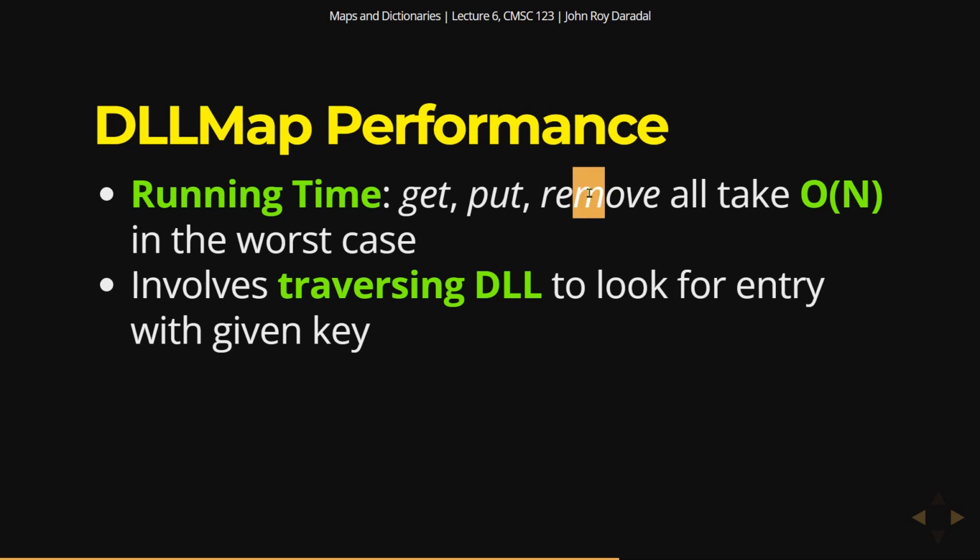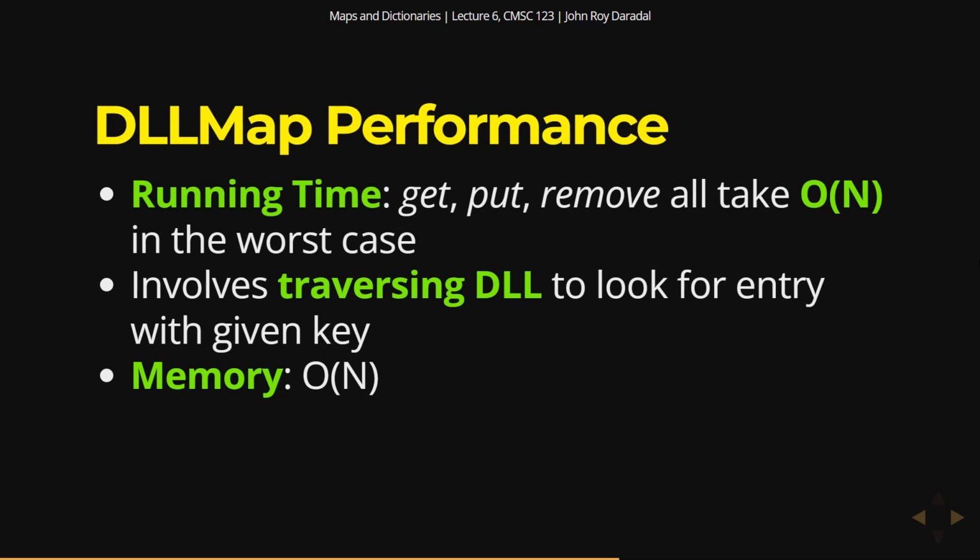And then for remove, the same thing. Before you can remove it, you need to look for it. So it also needs to traverse through the DLL to look for the entry. So all three methods will take O of n, since you need to linearly go through each node one by one. Okay? For the memory, it's also O of n, because of course you have n nodes, one DLL node for each entry of the map, right? So it's also O of n, which is linear.